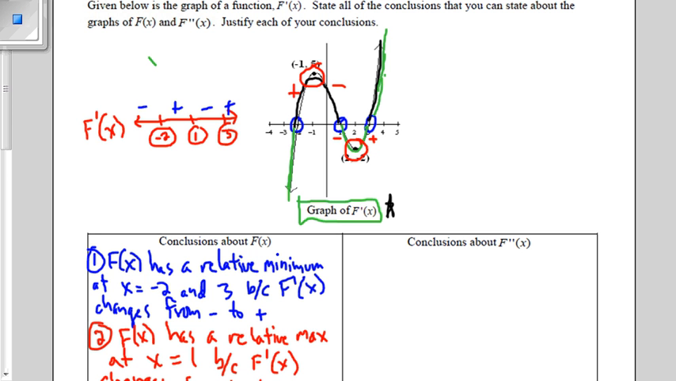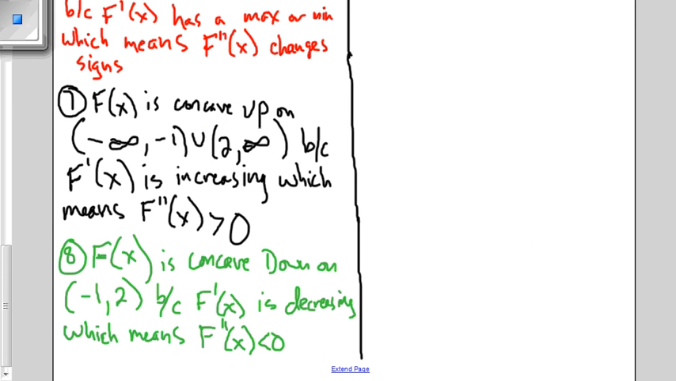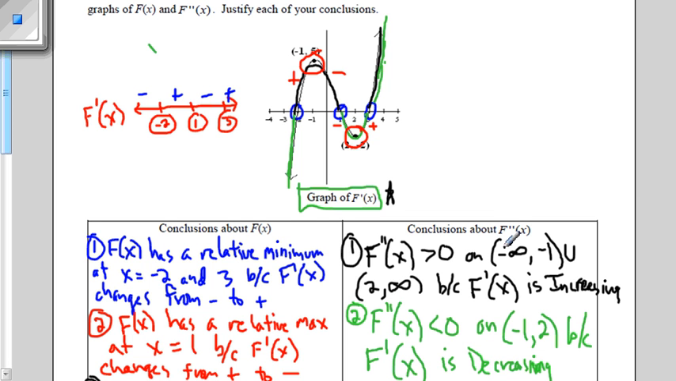As we said, there are 4 conclusions of the second derivative. Well, we talked about this indirectly before. The second derivative is positive on the interval from -infinity to -1 and from 2 to +infinity. Why? Because the graph of the derivative function is increasing. And therefore, second conclusion, the second derivative is negative, or less than 0, on the interval from -1 to +2. Why? Because this graph of the derivative function is decreasing.